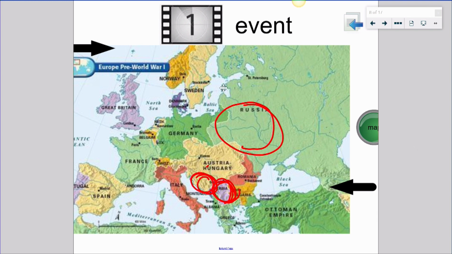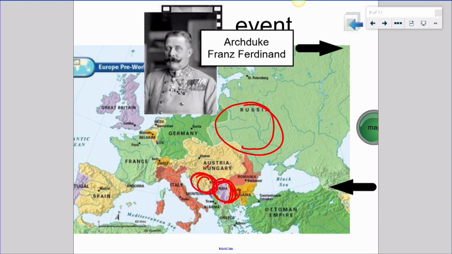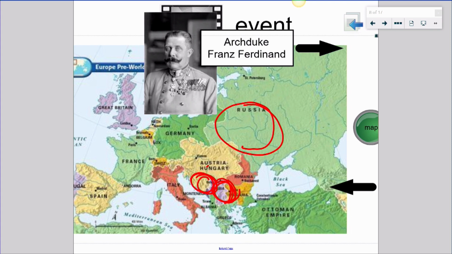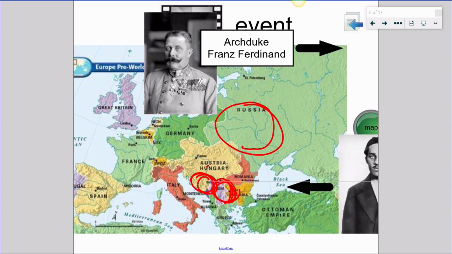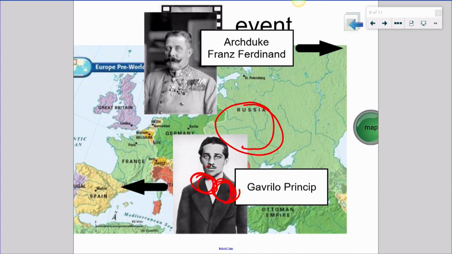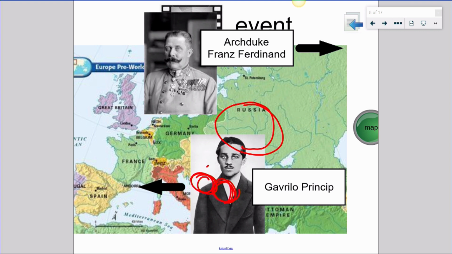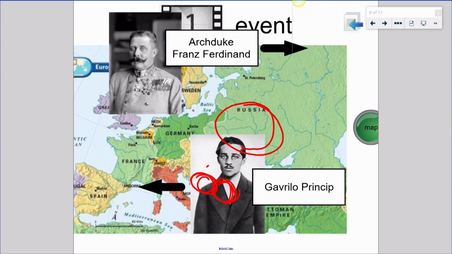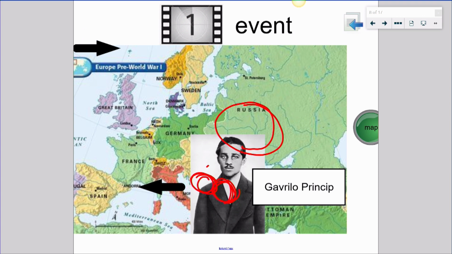And what happened one day was this guy right here, Archduke Franz Ferdinand, who was actually the prince next in line to take over for Austria-Hungary, comes riding up into Sarajevo, a city in this area. And this guy right here, a 19-year-old named Gavrilo Princip, assassinated Archduke Franz Ferdinand and his wife. You can imagine that this was the spark that set World War I in motion.